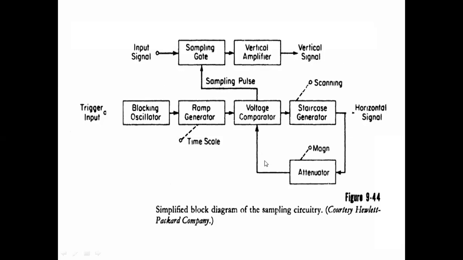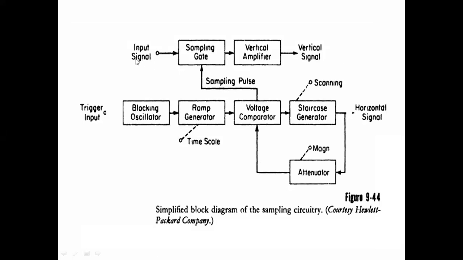So this is the block diagram representation of a sampling oscilloscope. Here, in addition to the vertical deflection plates in the CRT, the vertical section and horizontal section, we have some additional circuitry.